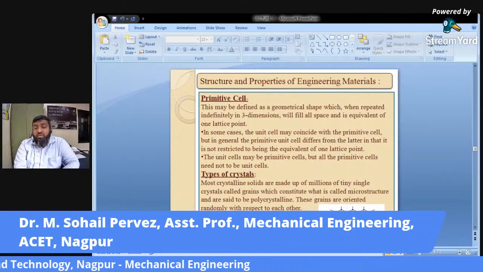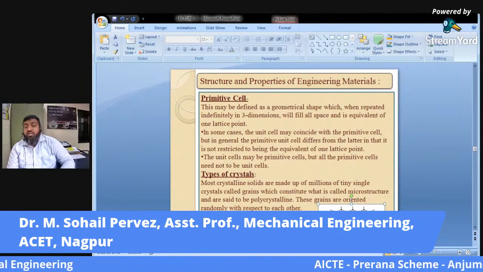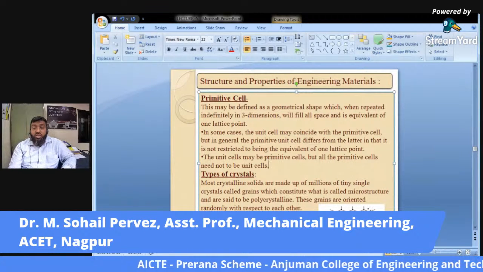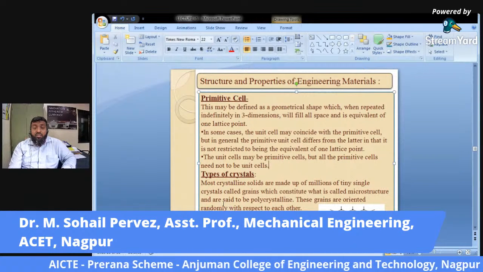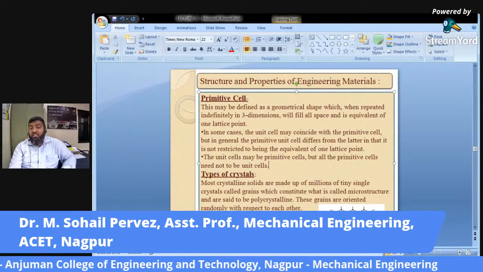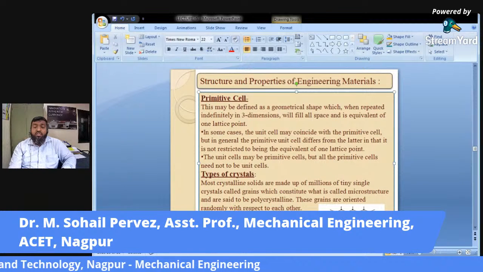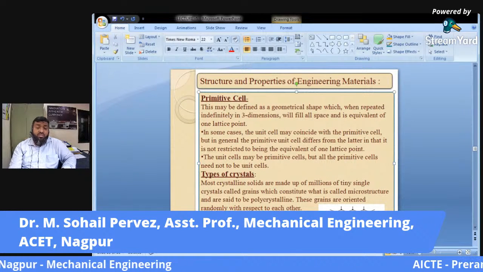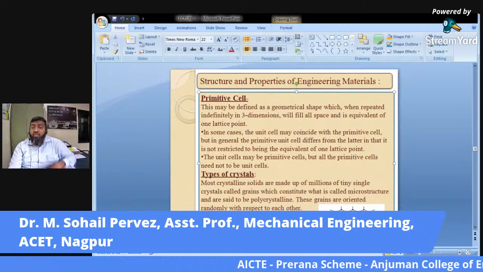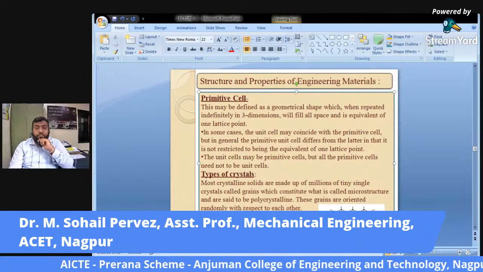Most crystalline solids are made of millions of tiny single crystals. Now see, please concentrate on this diagram. This is how the crystals are connected in a chain. And this microstructure is also known as polycrystalline. These grains are oriented randomly with respect to each other. Now these polycrystalline solids are made from tiny single crystals or grains.